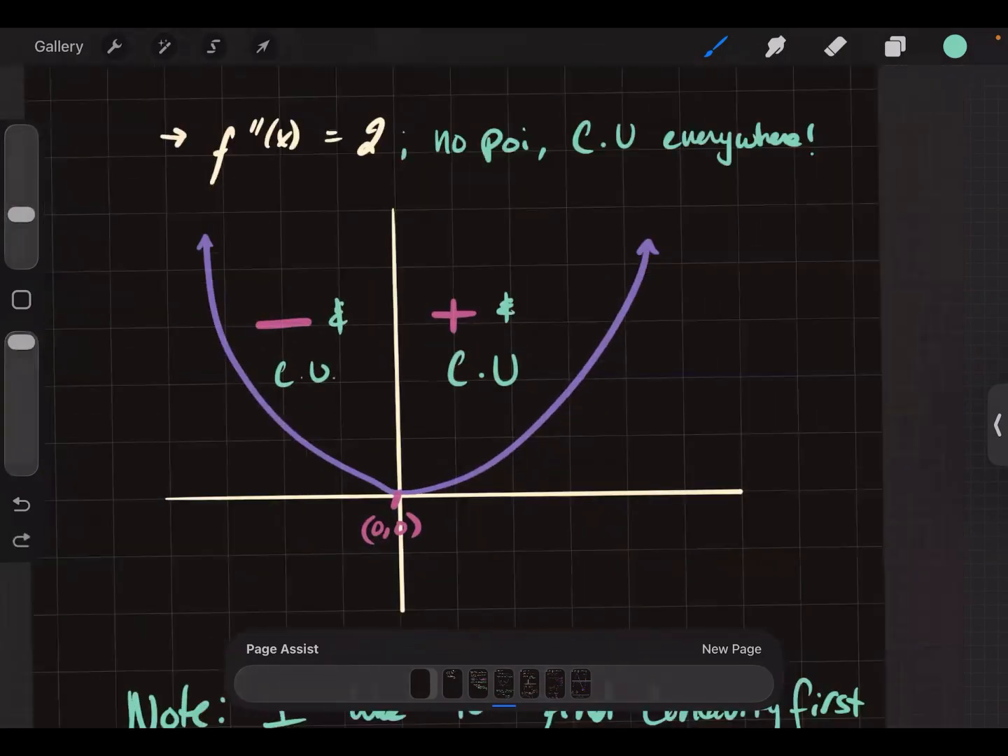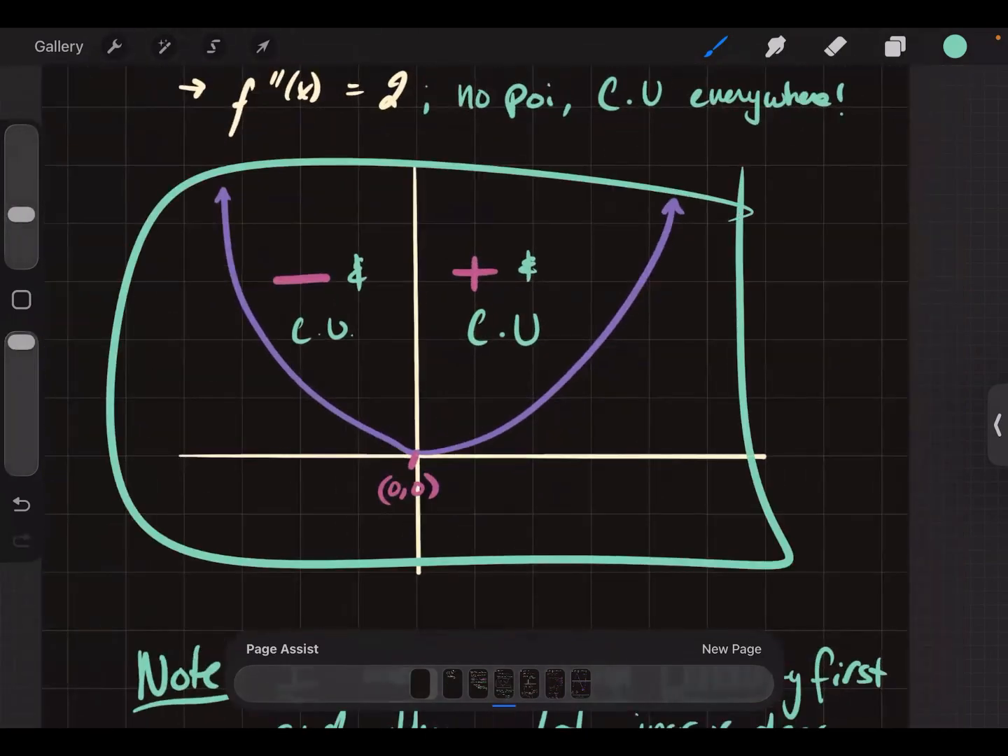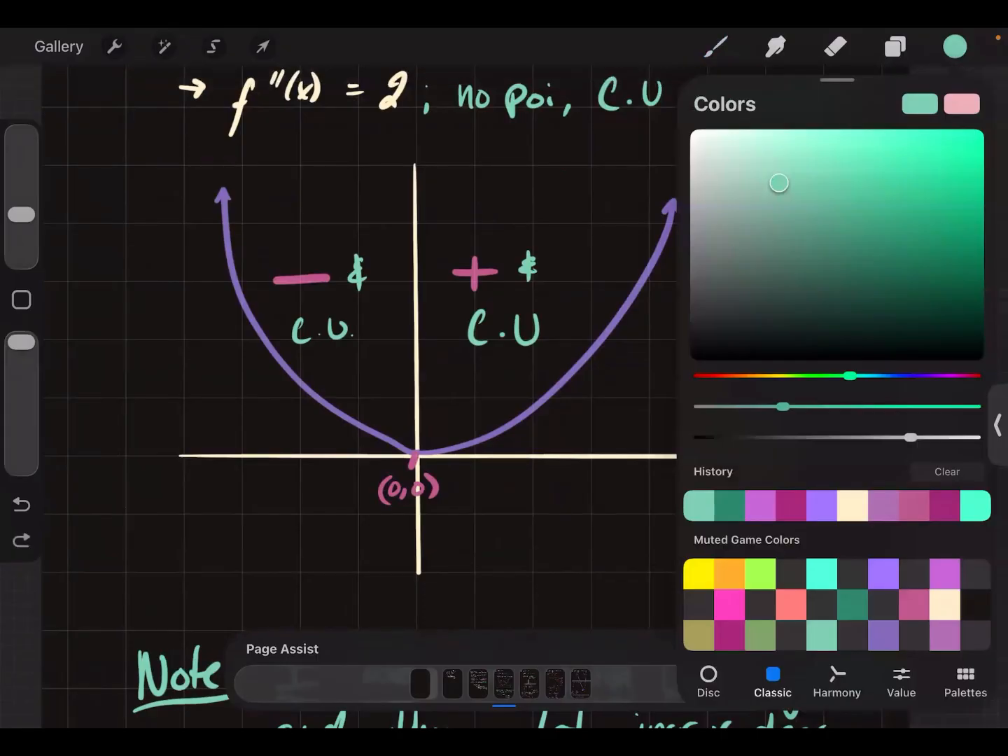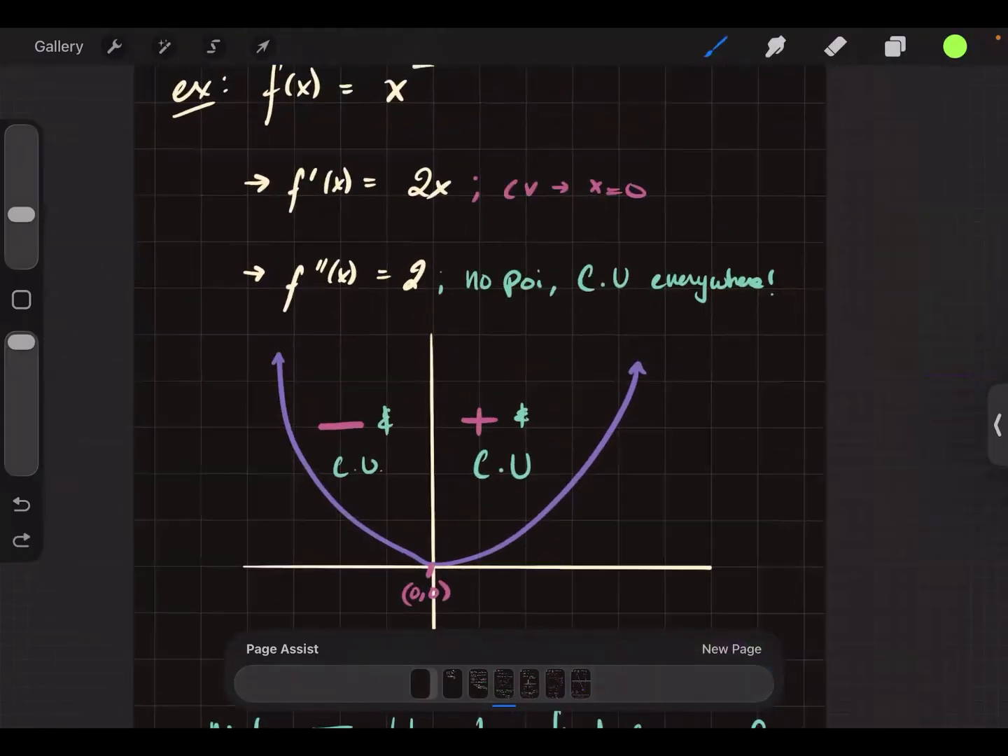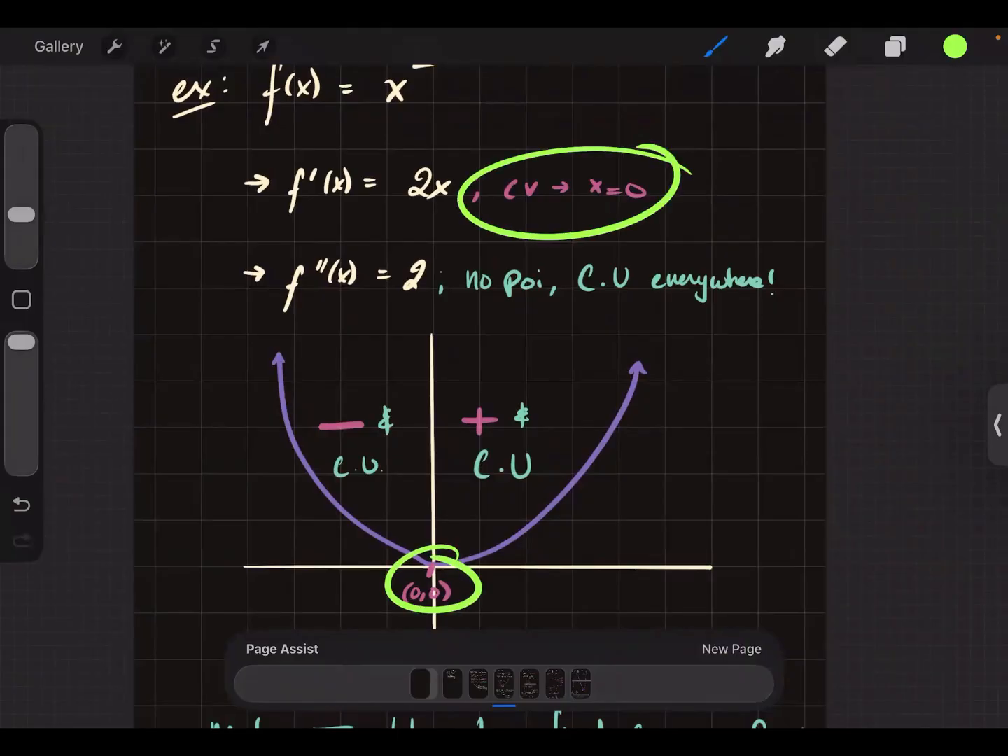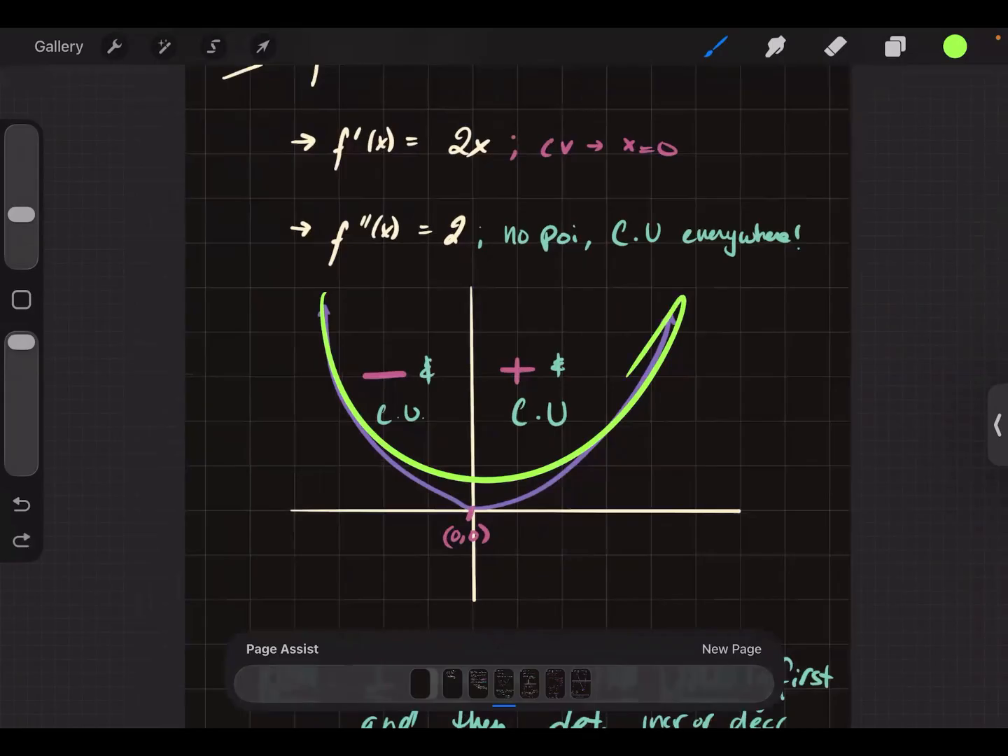Vibes-wise, you know what a parabola looks like, right? If you graph it out, that's what it should do. And you say, oh yeah, that makes sense. There's a min here. It's concave up everywhere. Cool.